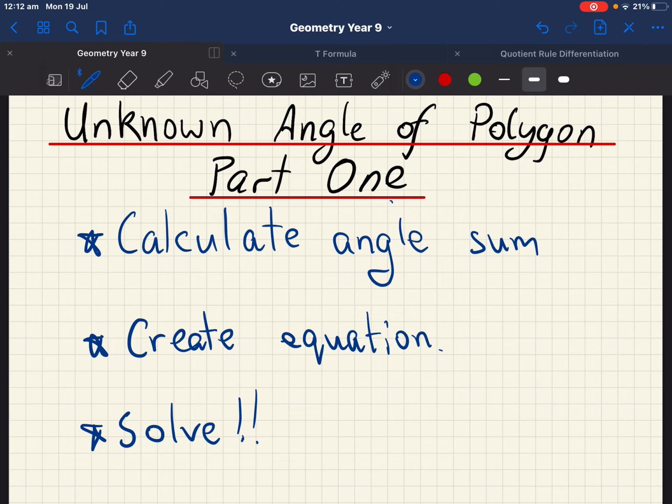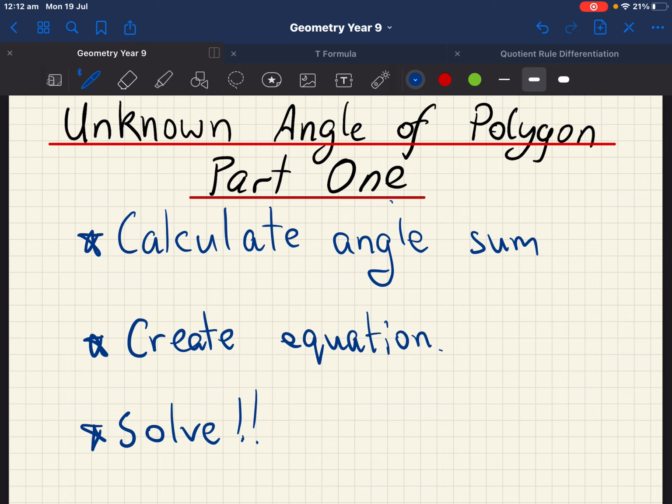This one is finding the unknown angle of a polygon. And I've split this particular skill up into two parts because the questions range from quite basic, which is what we're going to cover in this part one, and then part two, we're going to keep separate for some of the harder type questions that come up.